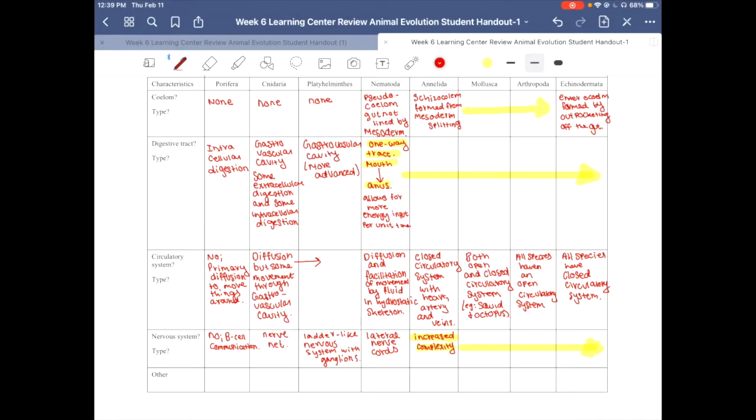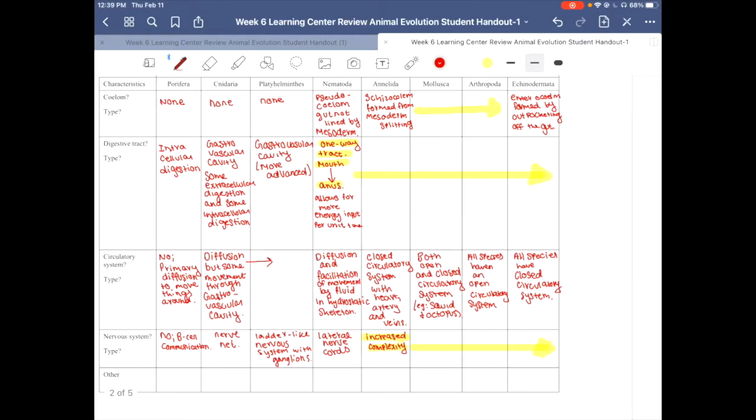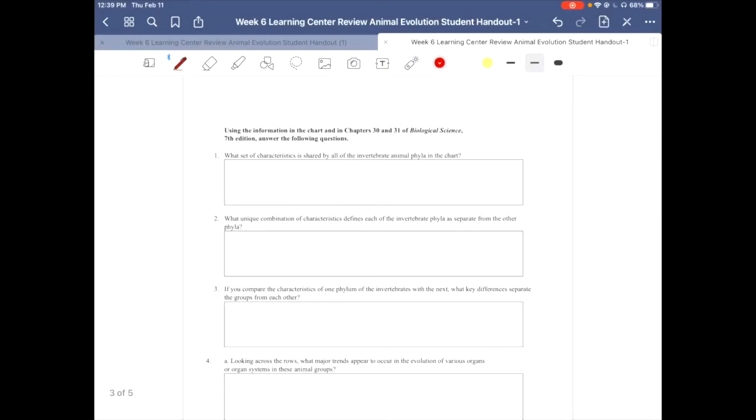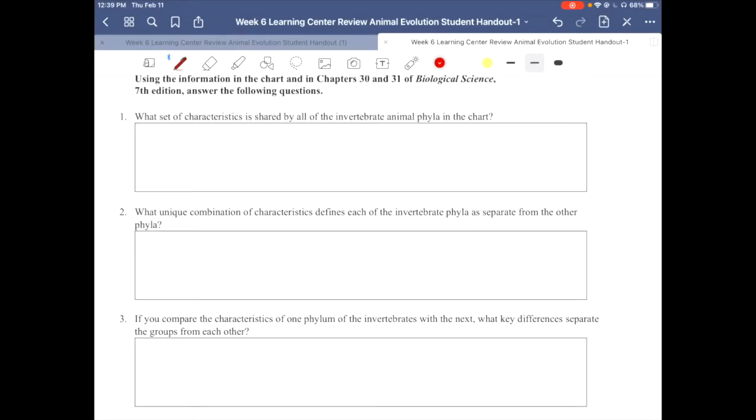Okay, next we're going to be answering some questions based off of these characteristics that we looked at. So first question is, what set of characteristics is shared by all of the invertebrate animal phyla in the chart? Do you guys have any guesses for what they share in common?